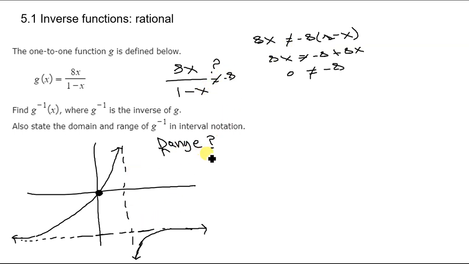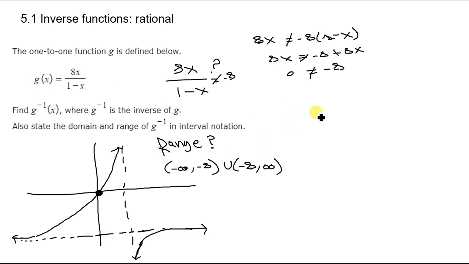Now I know what the range is. The range must be every number except this horizontal asymptote. Rational functions can cross horizontal asymptotes sometimes, but this one does not. So our range for this function is from minus infinity up to minus 8, not including it, unioned together with minus 8 up to positive infinity.